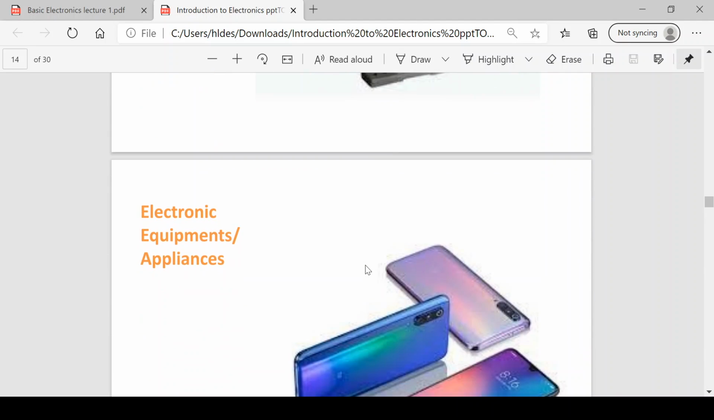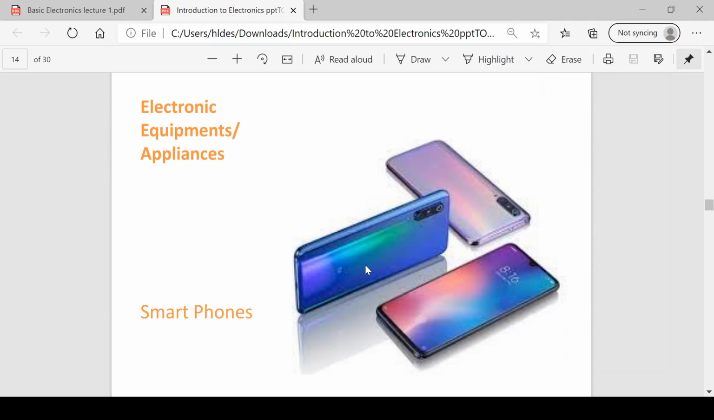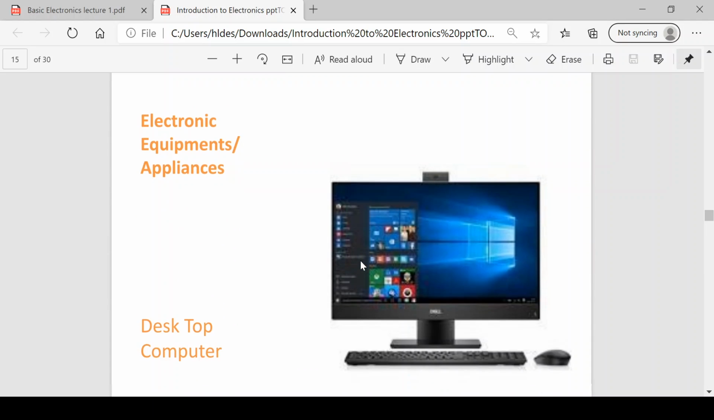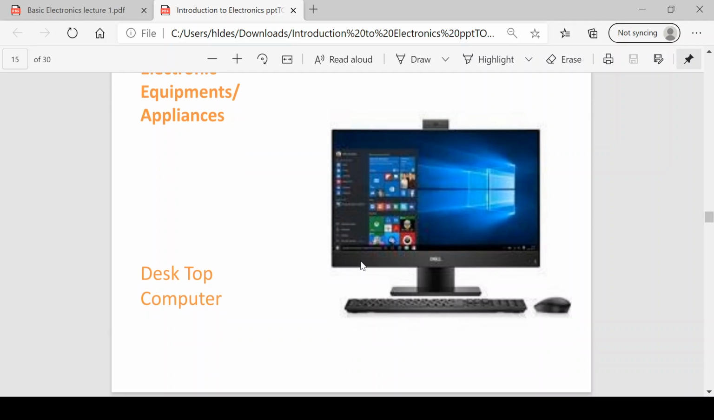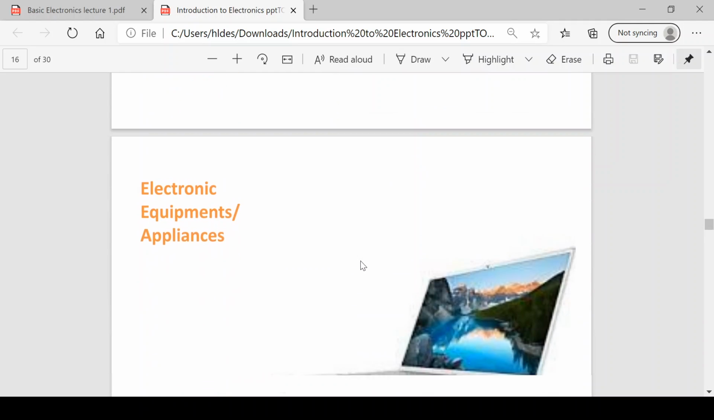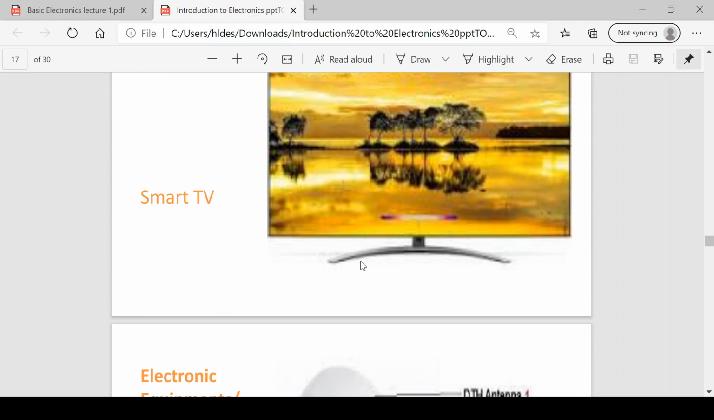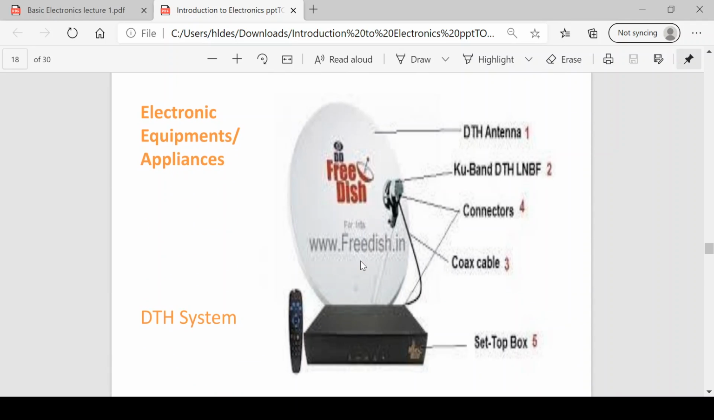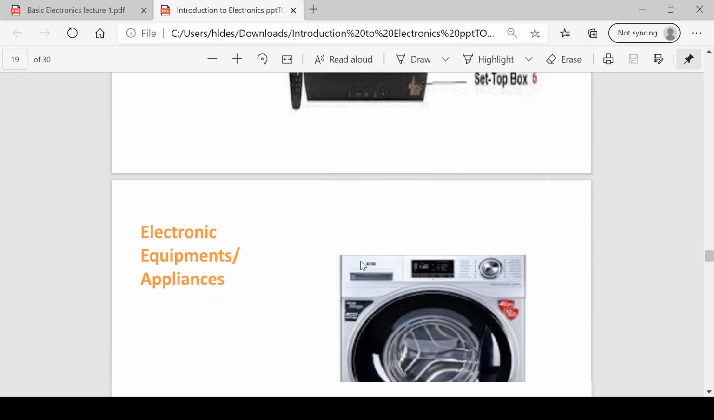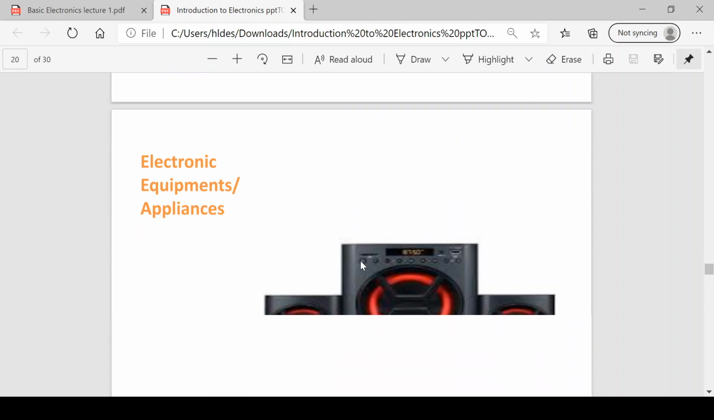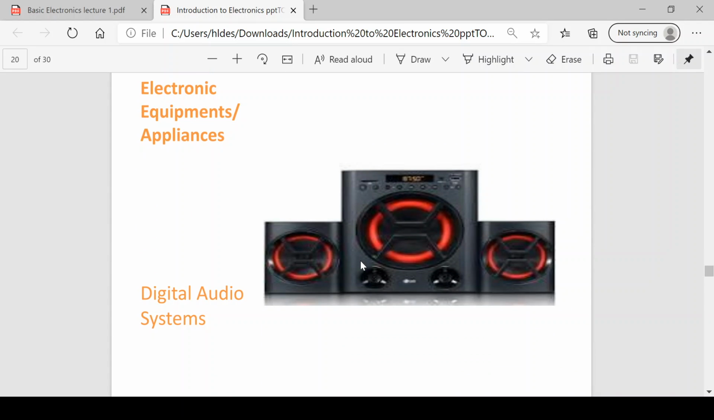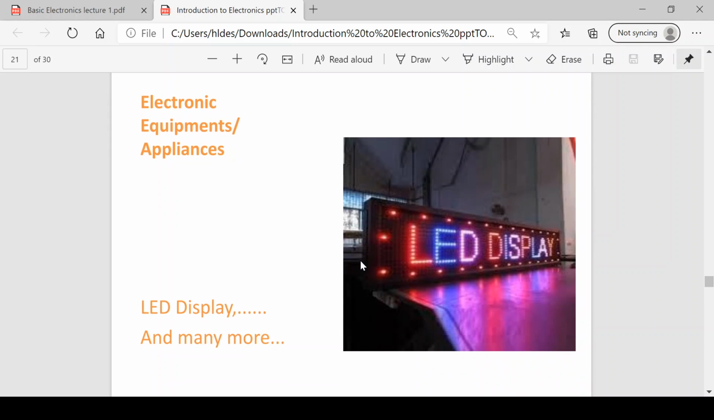Now look at the electronic components. The first and foremost which matters for you is a smartphone, a smart TV, or you can say a desktop computer which looks like a smart TV, a laptop, a smart TV which incorporates so many features including Wi-Fi, cast screen and so many things, direct to home television systems, washing machines, audio systems which are particularly digital audio systems, LED displays and so many things which involve electronics.